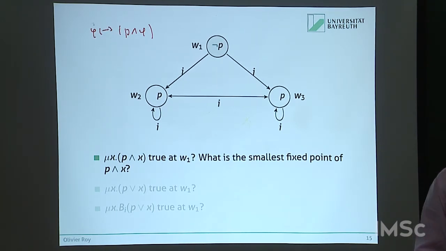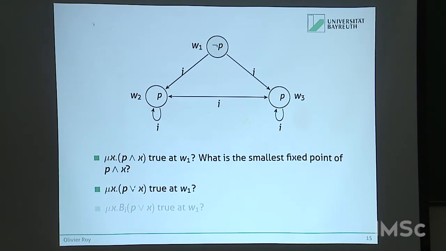Falsum is the logically strongest proposition. It implies all others. What happens if you plug falsum in there? You get falsum back. Indeed. So that's a fixed point, and that's the smallest fixed point. So the smallest fixed point of this formula is falsum, but falsum is true nowhere. So this formula is false at W1. Now what about this? The smallest fixed point of p or x.